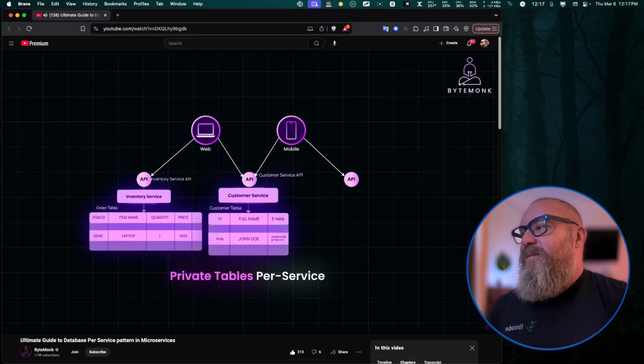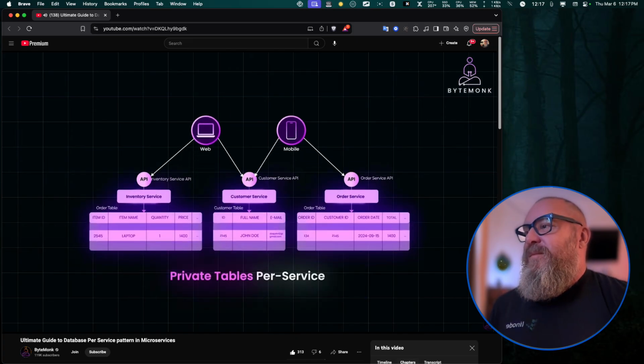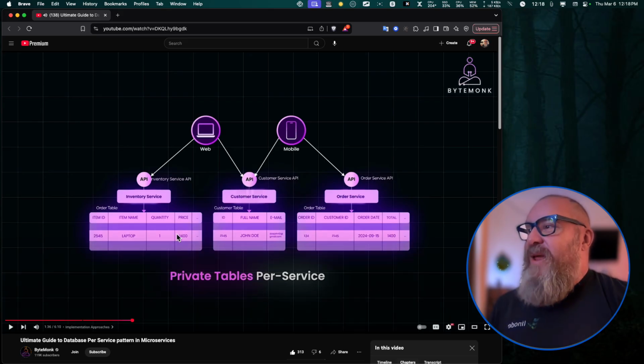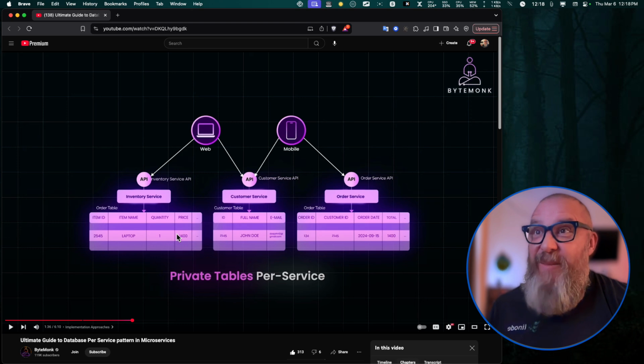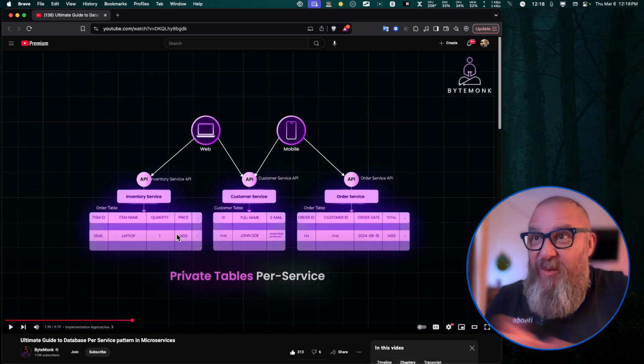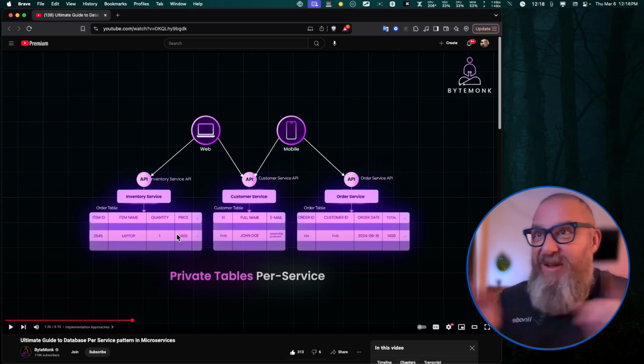In the private tables per service pattern, each microservice gets its exclusive set of tables in a shared database, but those tables aren't accessible to the other services. That's a great way to do it. If you have one database, then you separate it out by tables. The individual tables are all private, and they don't know they're related to each other.